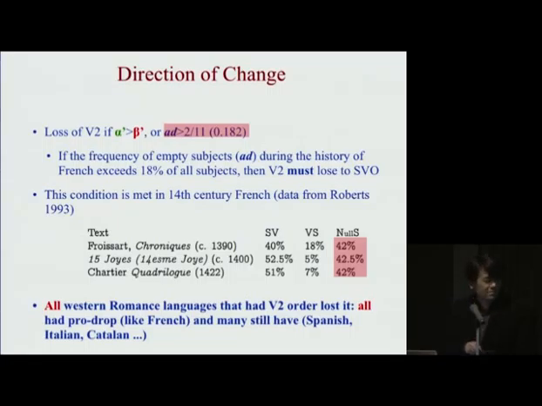Okay? And this actually, I think, makes a novel prediction, as far as I know it's true. That is that all Western Romance languages had V2 order, and all of them lost it. All of them that lost V2 had pro-drop. Some of them still have pro-drop, like Italian or Spanish. So this is actually a prediction you can make on numerical grounds. Okay, I still don't know French, old or new, but that's a prediction you can make by looking at the numerical basis of competition between grammars.